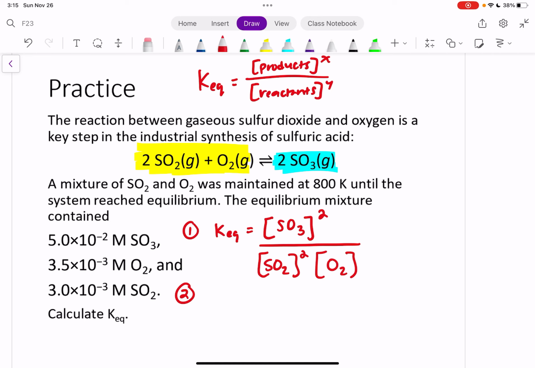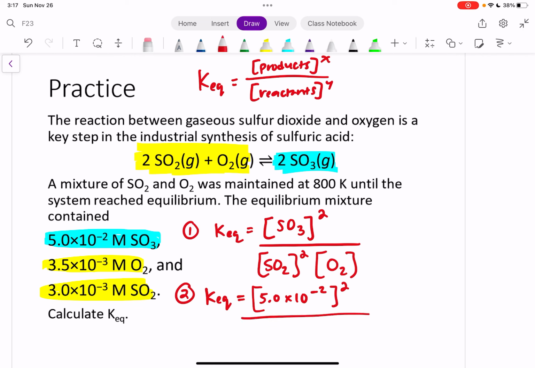So we'll call that step 2. So KEQ equals, so this is our product, SO3, and these two are our reactants. So we've got 5.0 times 10 to the negative 2. And I apologize, I think I said earlier to put the unit here for whatever unit you have. You actually don't need to do that, because our equilibrium constant is going to be unitless. So you don't need to put it in there.